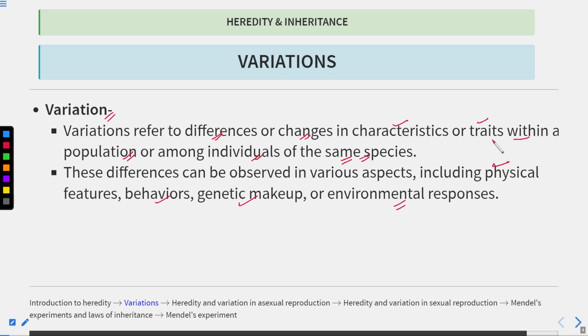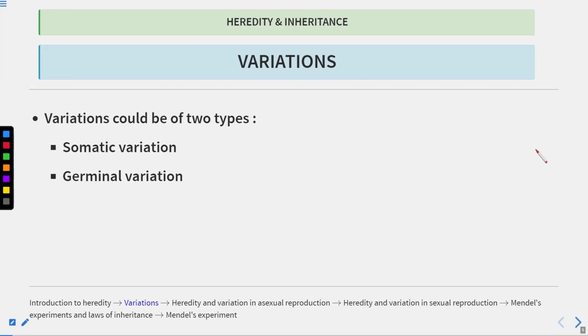Clear? Now what are physical differences or the physical features? This represents differences in the external features, or you can say the morphological features. Morphology means the external features. Clear? Now, the variations can be of two types. The first kind of variation is the somatic variation, which takes place in the somatic cells, and the germinal variation, which takes place in the germ cells.